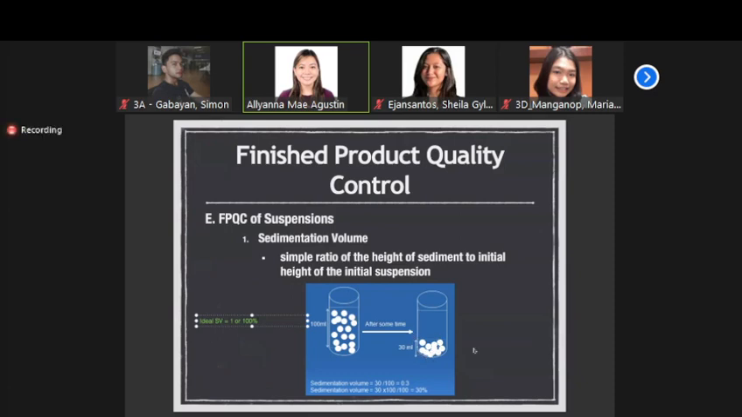Okay. So, why do we want our sediments or our suspension to be equally dispersed? No? We don't want it to settle at the bottom. What is the risk if our suspension settles? What is the risk for suspensions that settle easily?